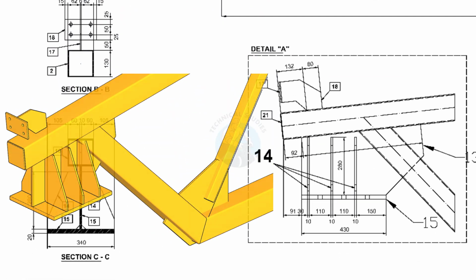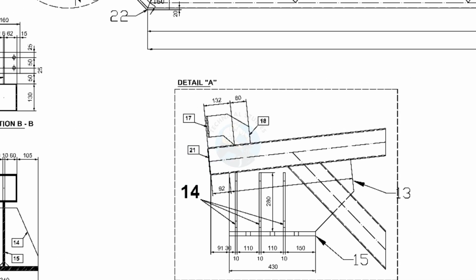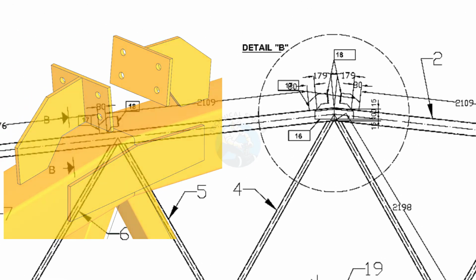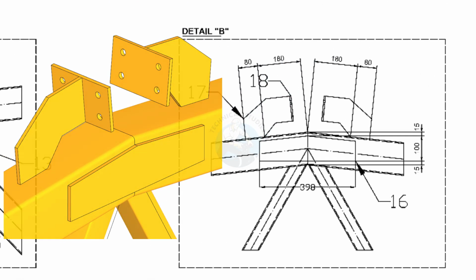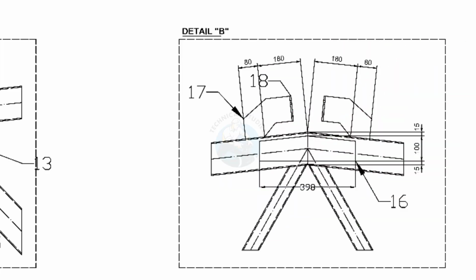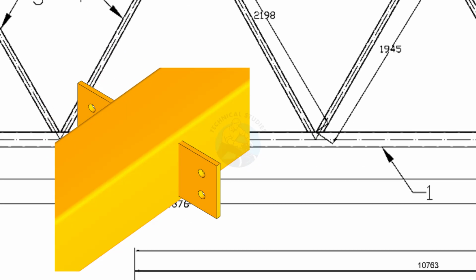Look at the details of detail A and compare with the 3D view. Detail B. Section A, A. Read the material list again.